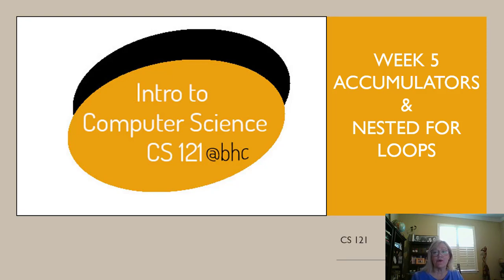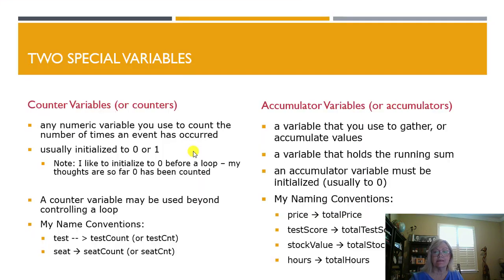In this video, we're going to look at a certain type of variable called an accumulator. We'll use it all the time with loops, and we'll look at nested loops. So there are two special types of variables you need to know. We've already introduced the counter variable in the for loop, which is any variable you're using to count.